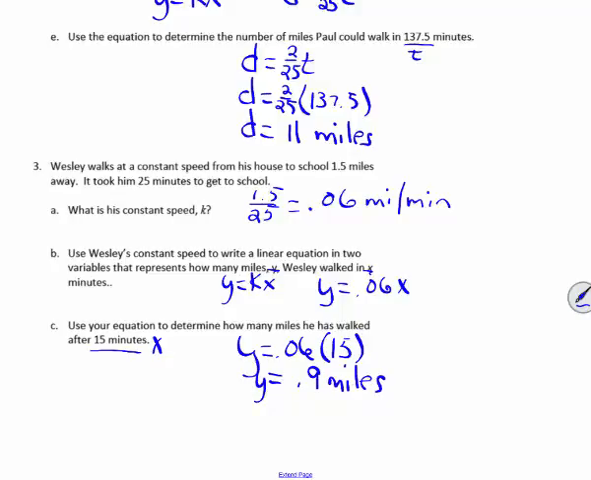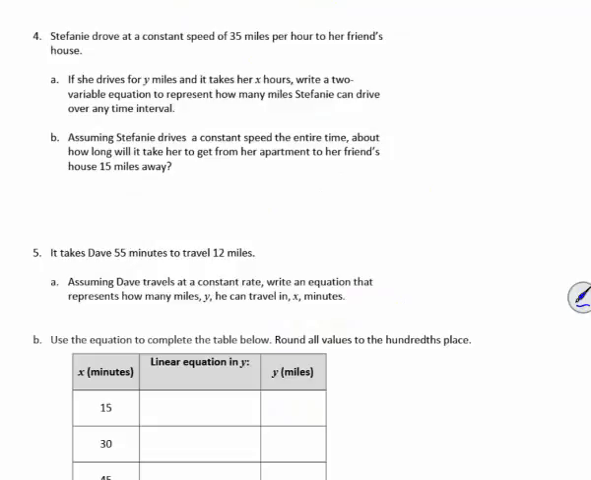All right, next page. Stephanie drove at a constant speed of 35 miles per hour. This right here, that is your k. If she drives y miles and it takes her x hours, write a two-variable equation to represent how many miles. So they're just asking us to do what we were doing before. So y equals kx. I know k is 35, so y equals 35x.